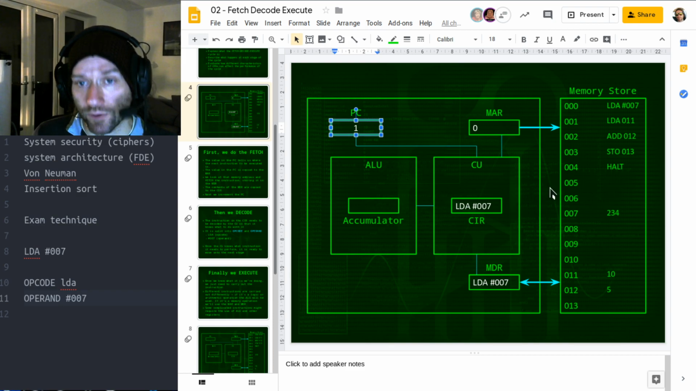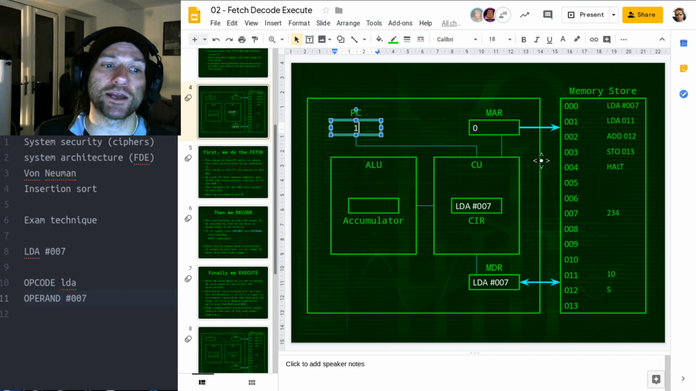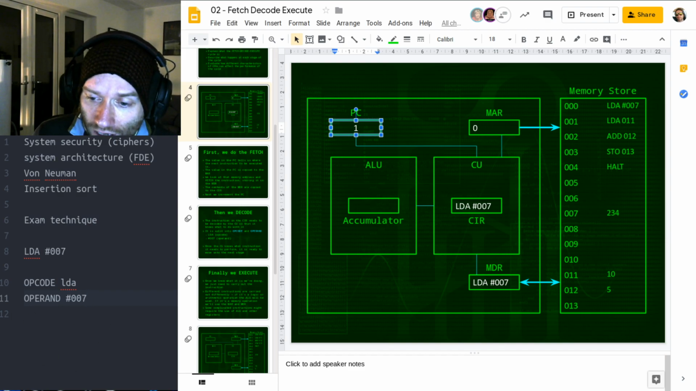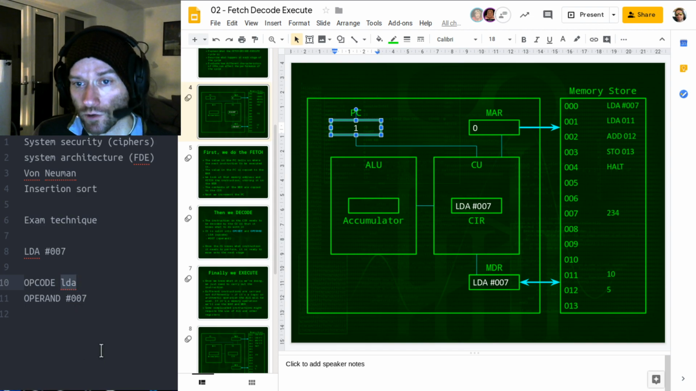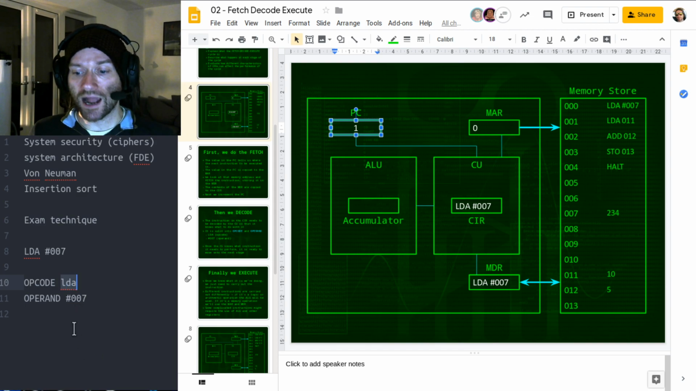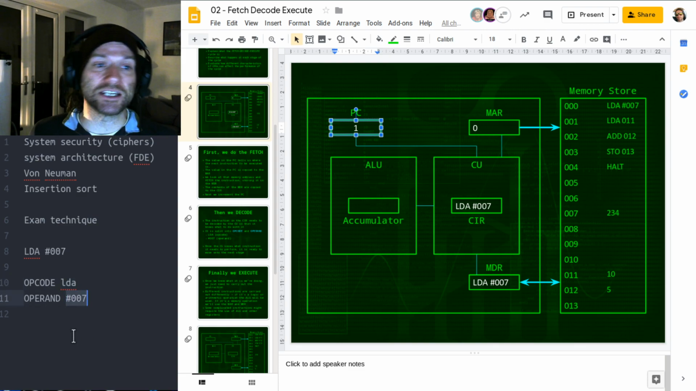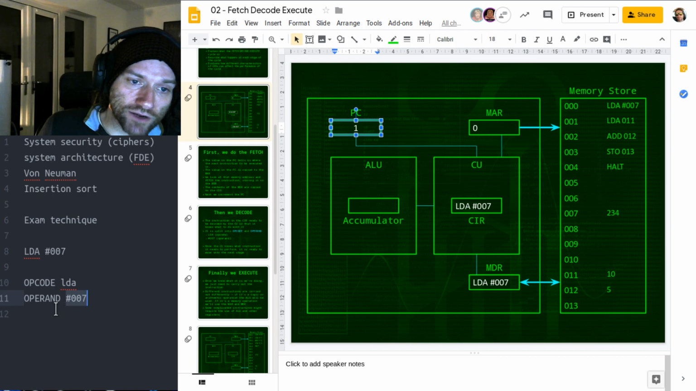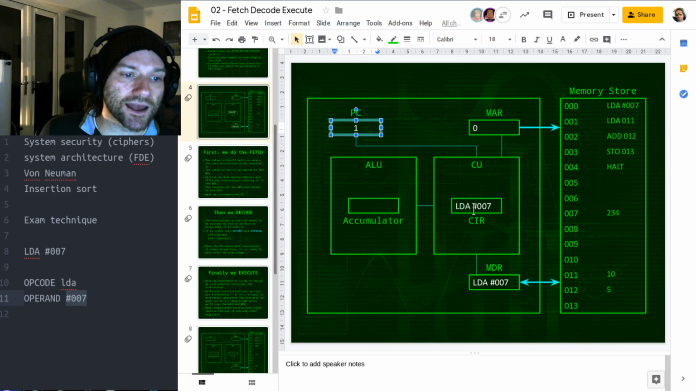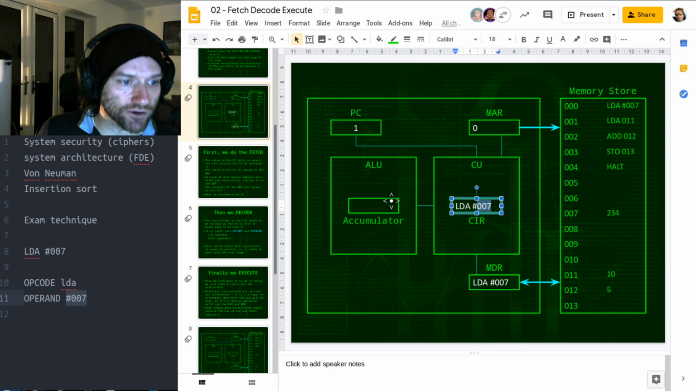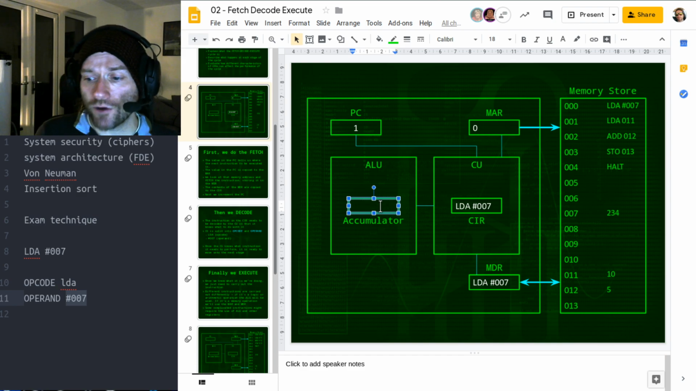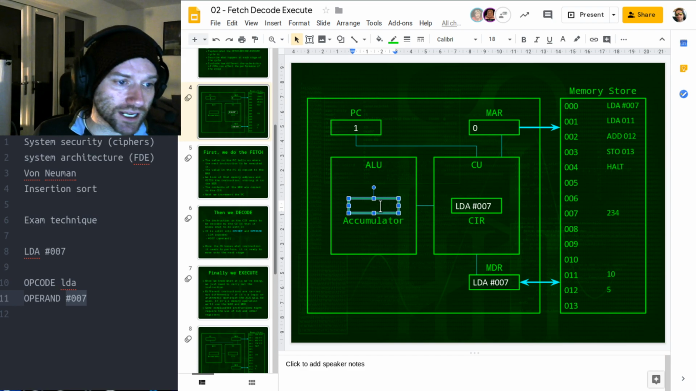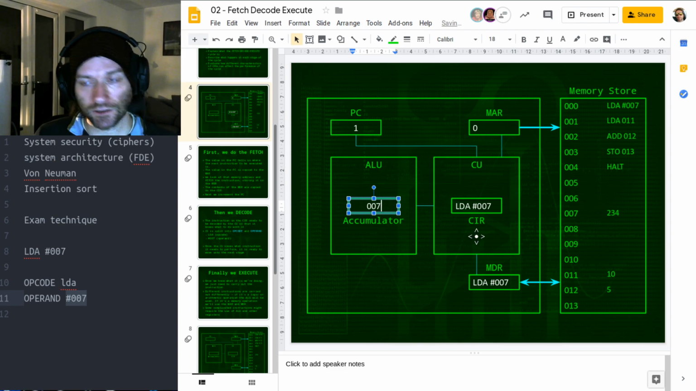You just need to know what happens during the fetch, during the decode, and during the execute. After we have decoded it, we will have an opcode, which tells us what we are going to do, and an operand, which is the bit we're doing that thing with. As I said, you don't need to know this: LDA means load data into the accumulator, and #007 means we're going to load the actual value 007 into the accumulator. So once we've decoded, we execute, and we load that value into the accumulator. That's it. The trickiest part is remembering what happens during the fetch.